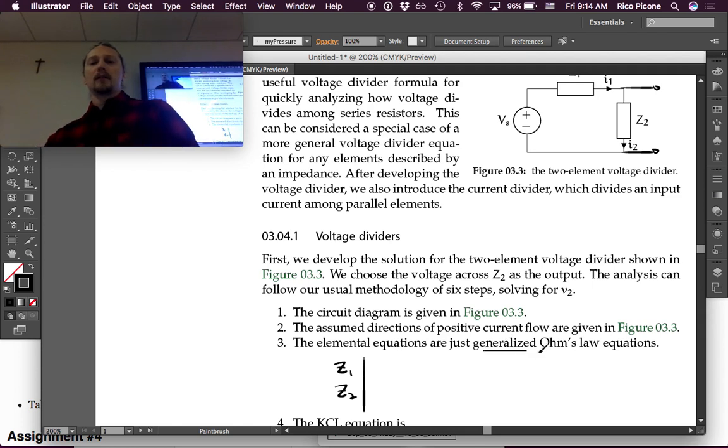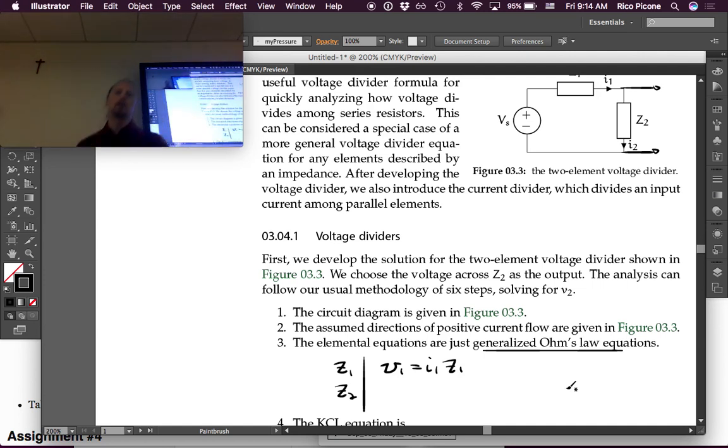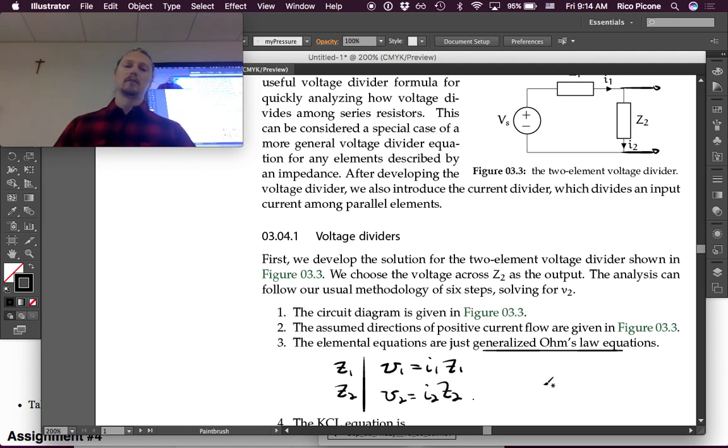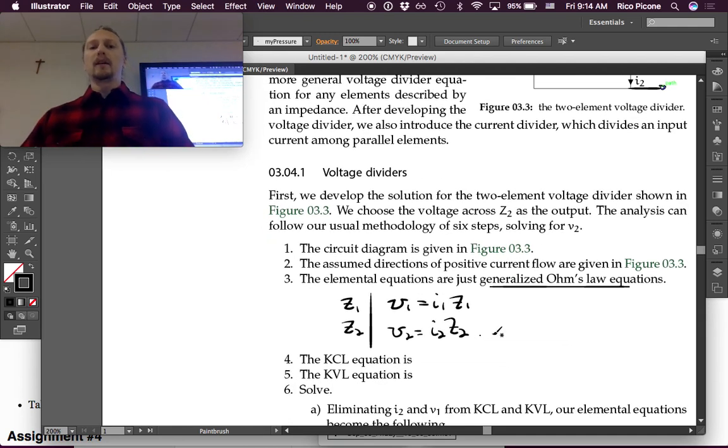What's generalized Ohm's law? V1 equals I1Z1. Great. So we've got generalized Ohm's law for element 1. And what does that make Z2's elemental equation? Same thing, just subscript 2. Great. Okay, that's done.